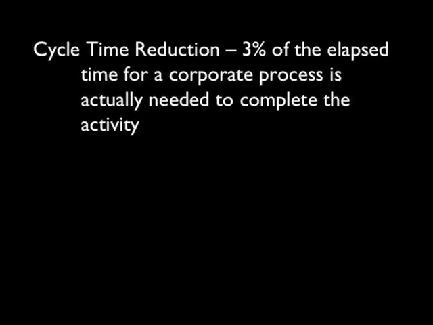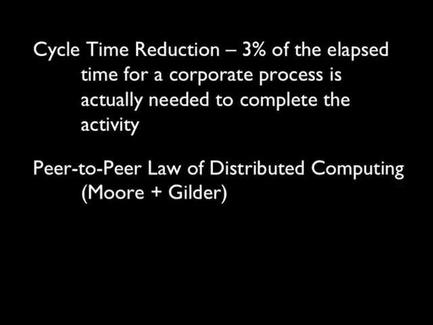Okay. There's other factors that we need to consider. Cycle time reduction is something that's driving IT. Studies show that only 3% of the elapsed time for a corporate process is actually needed to complete that activity. The rest is wasted overhead activity, and is that low-hanging fruit that we sometimes aim at. The peer-to-peer law of distributed computing is the combination of Moore and Gilder, and that essentially says that as we start connecting more and more people, then we start seeing an increase in the sharing of computing between peers in the network. In other words, the network becomes flatter, and we see more cooperative computing.